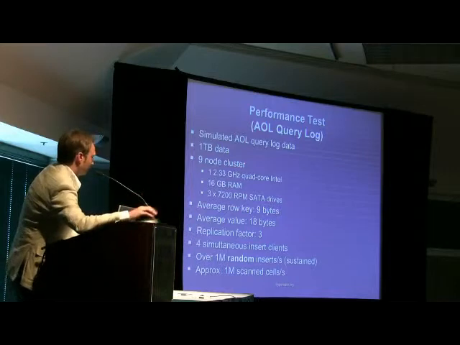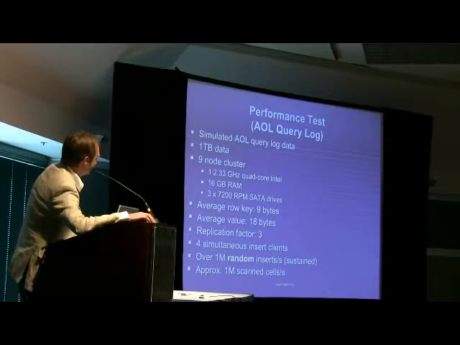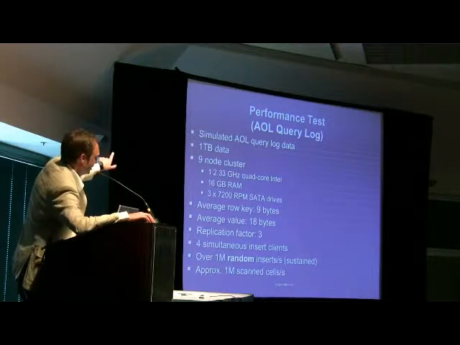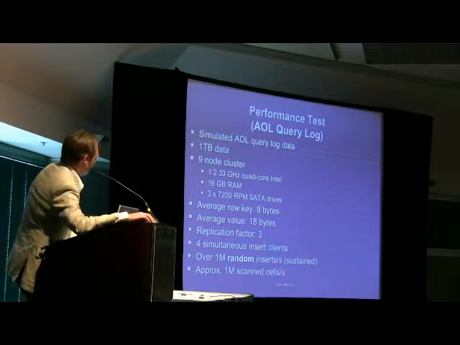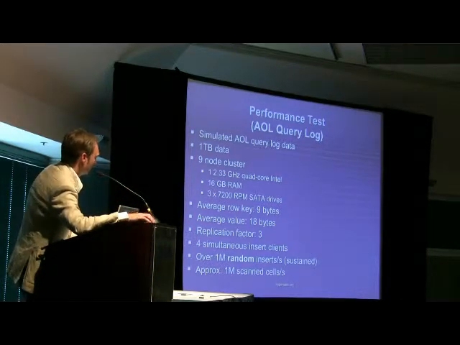So here's a performance test. It's a little old, but it gives you an idea. AOL inadvertently published some query logs that we got a hold of. Actually, no, that was a different test. But anyway, we used those to create a simulator to simulate that data. And we got Hypertable running on a 9-node cluster. The average size of the row key was just 9 bytes, and the average value size was just 18 bytes. Replication factor of 3. It was a 9-node cluster.